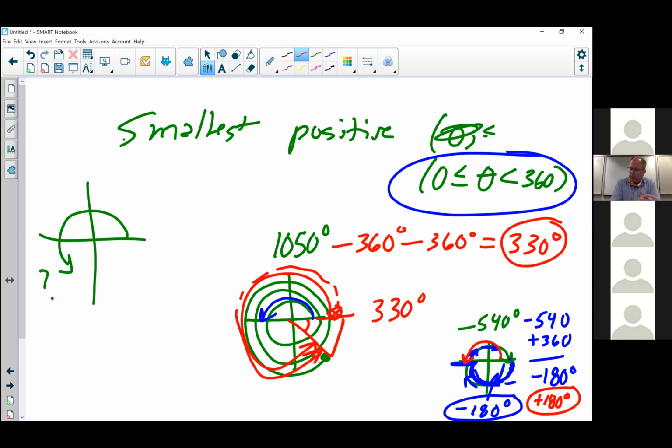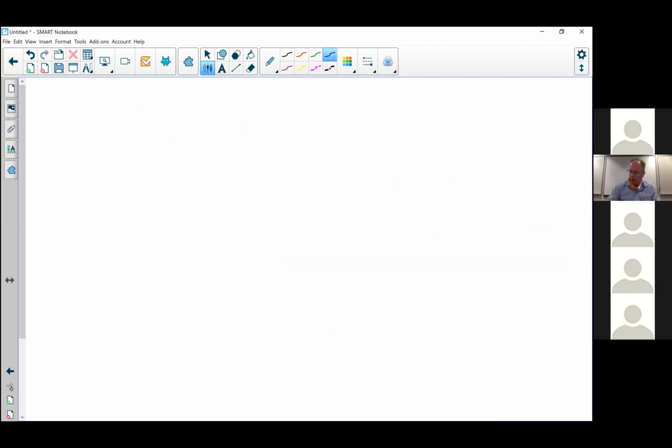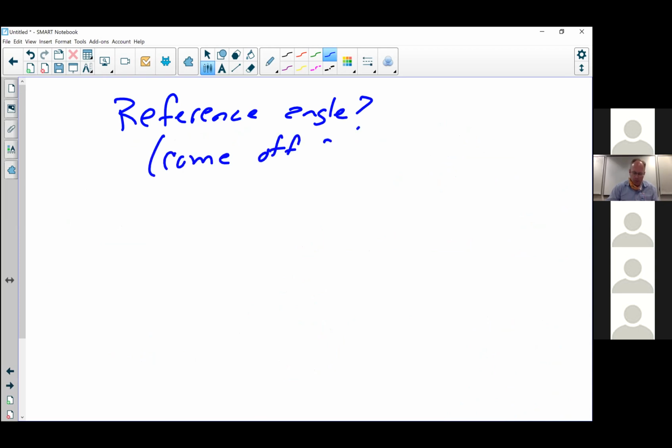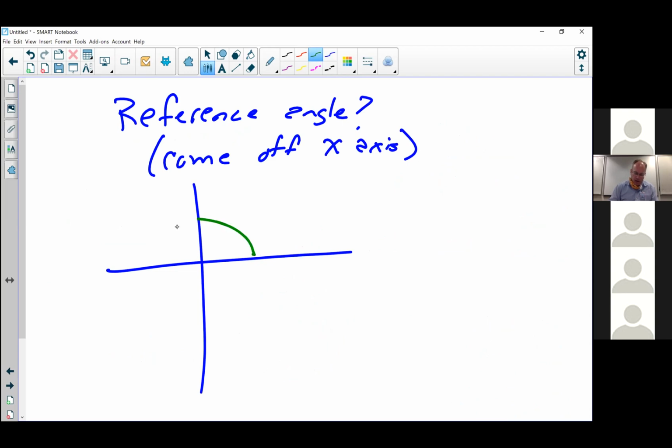Okay, so smallest positive means you're going to say, I'm going to start here and I'm going to figure out how far it would have to go to get to between 0 and 360 degrees. Okay, now there's one thing different when they say, what is the reference angle? And this comes off of the x-axis. So if we had an angle like here, we're looking for theta to be here.